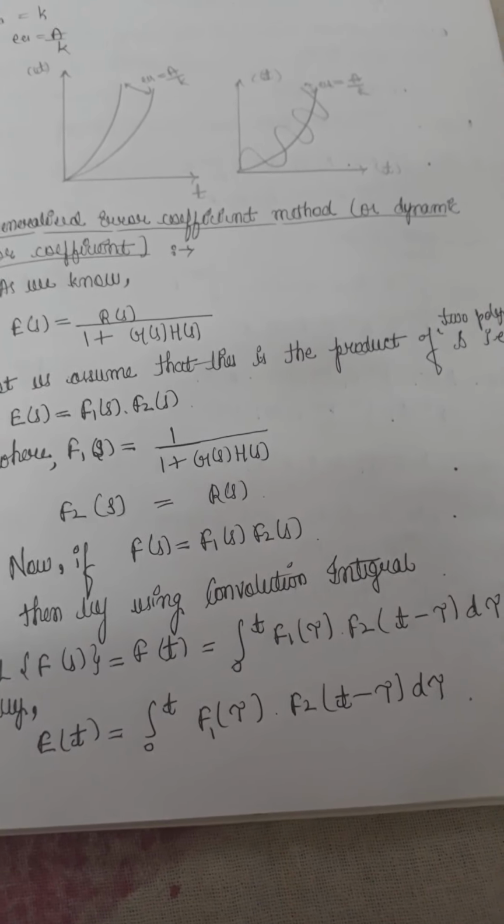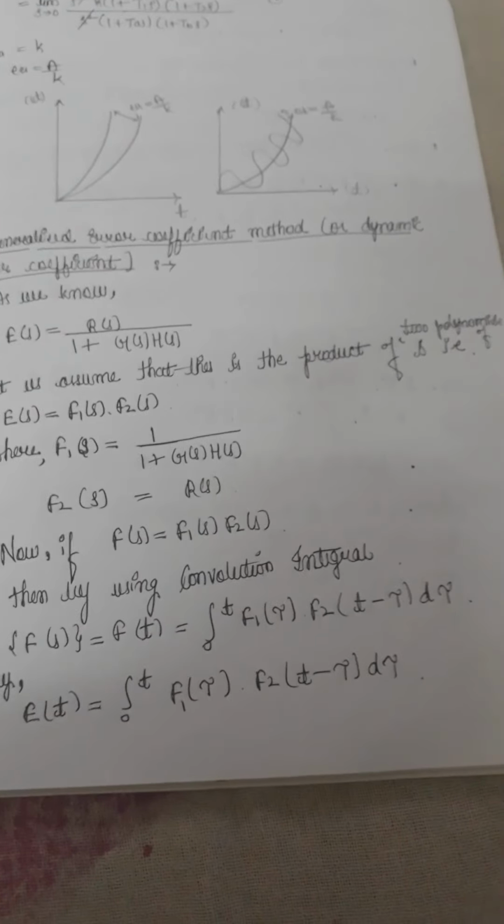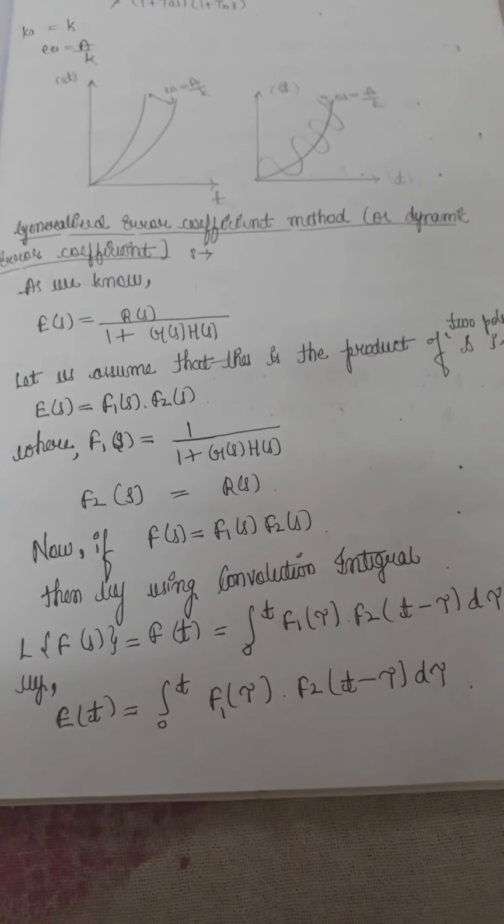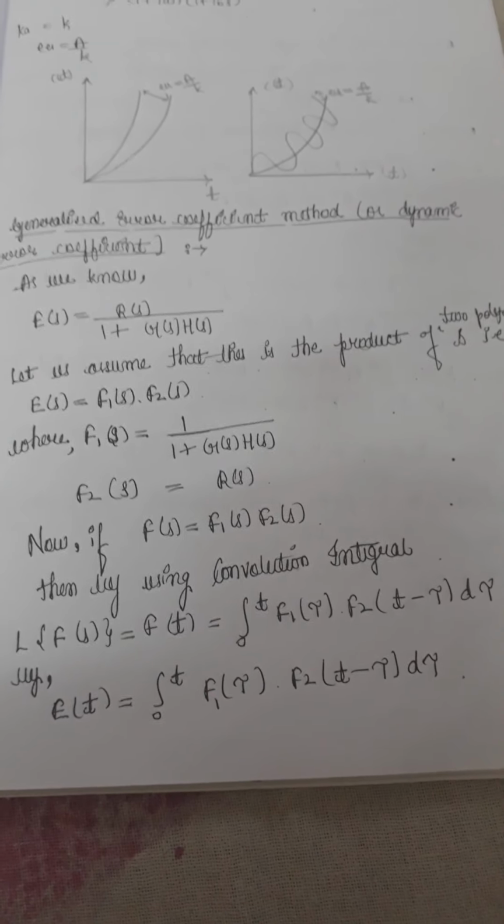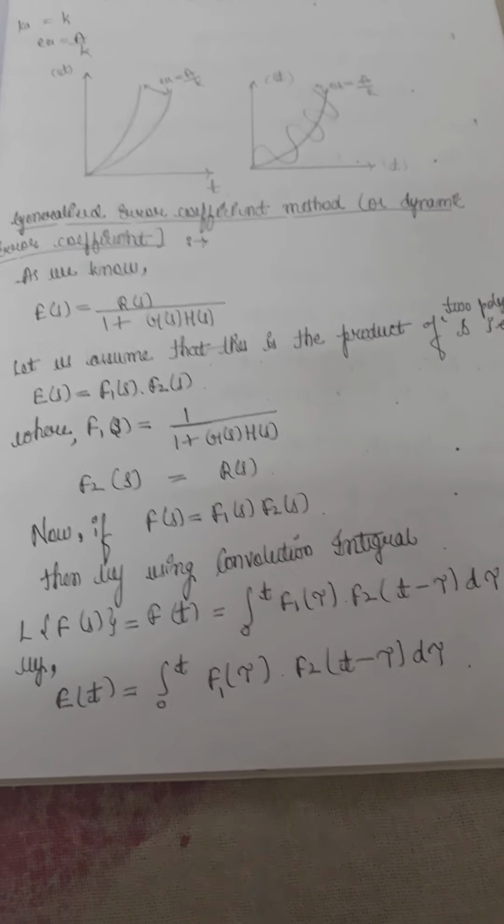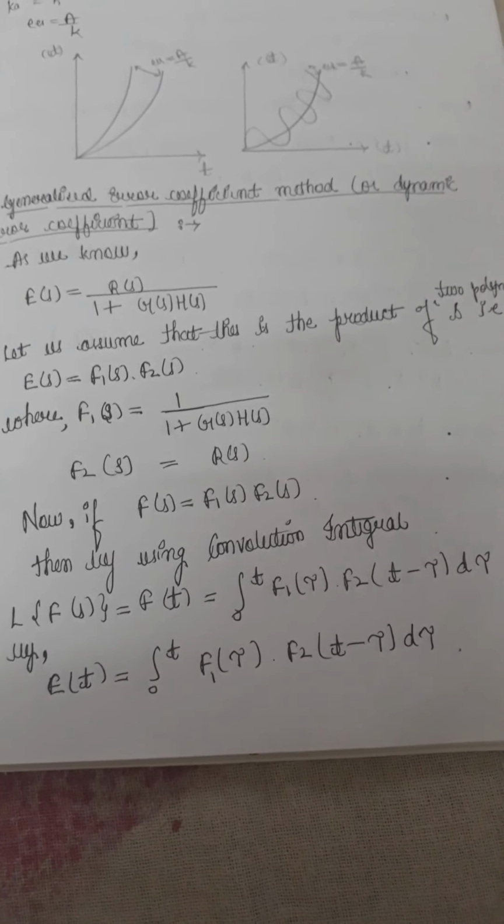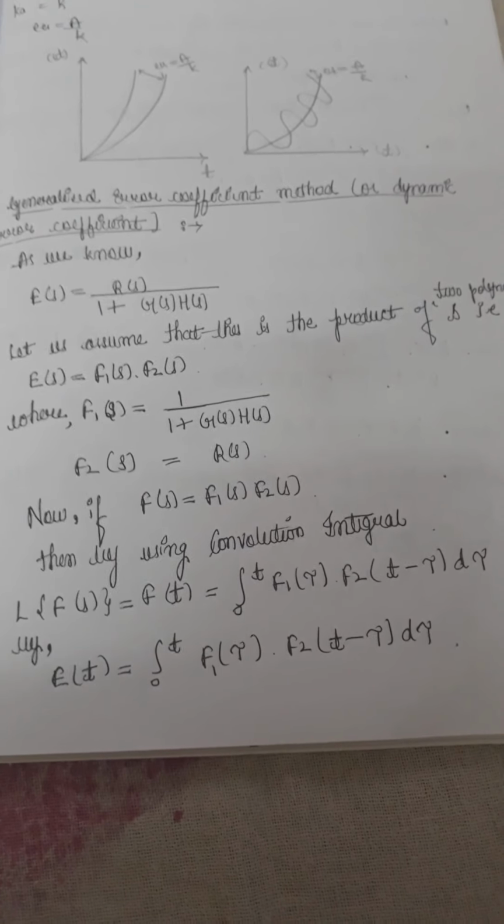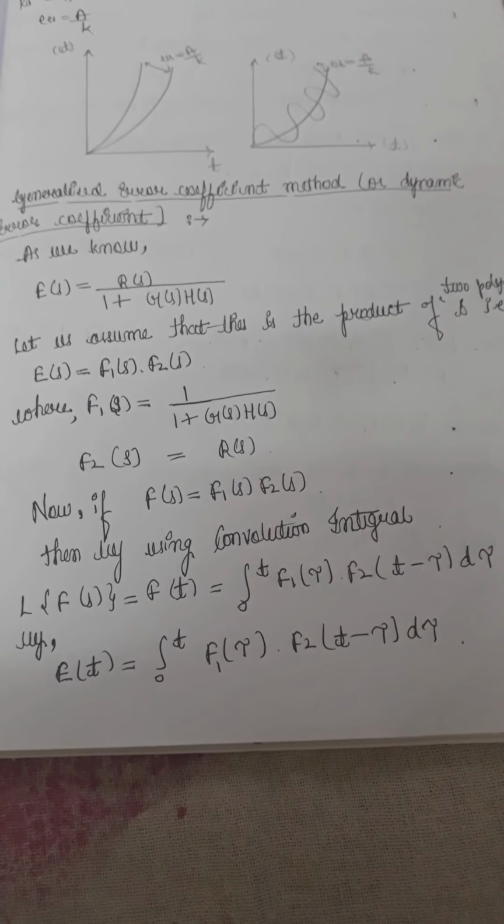So let us assume that this is a product of two functions. Considering E(s) = f1(s) into f2(s), where we split like this: f1(s) = 1 divided by 1 plus G(s) H(s), and f2(s) = R(s). We have divided the above equation like this.